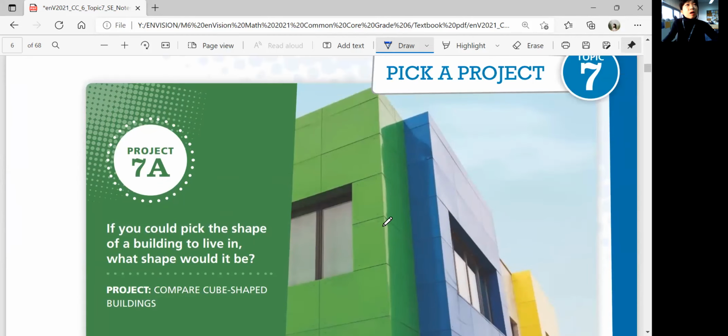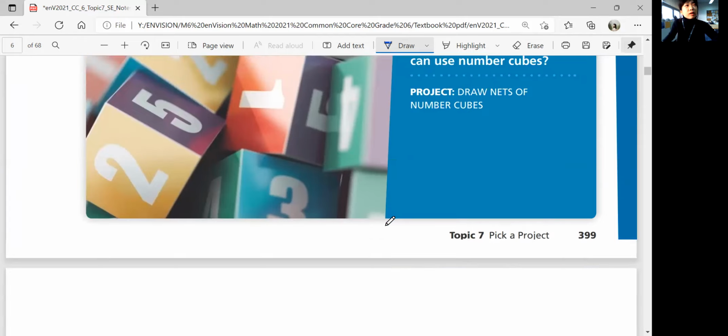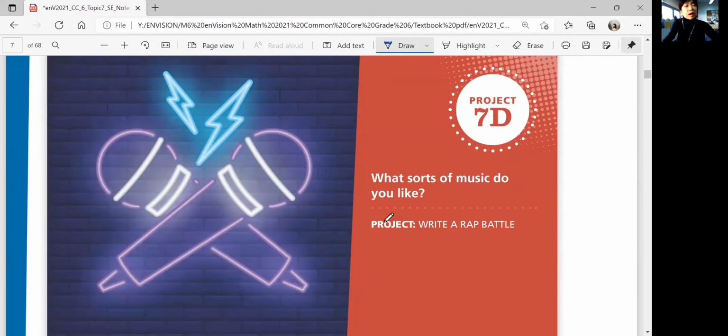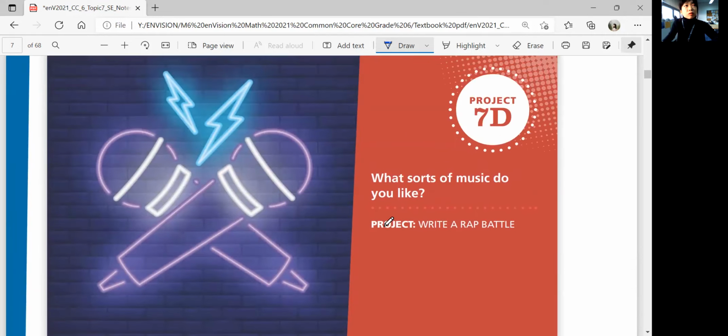Okay, and in topic 7, you'll also be able to choose one project from these 4 projects. Check out the pick a project for topic 7 on Canvas. Okay, that was the topic 7 intro.